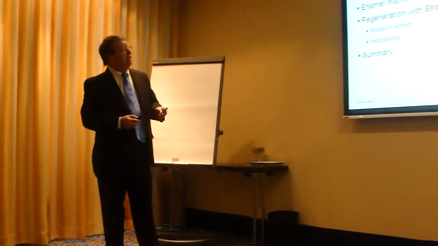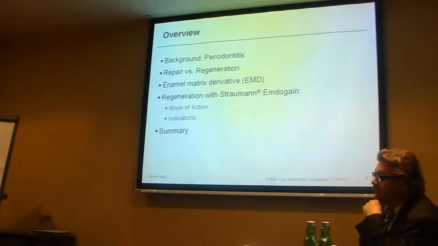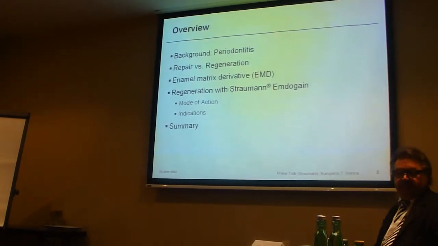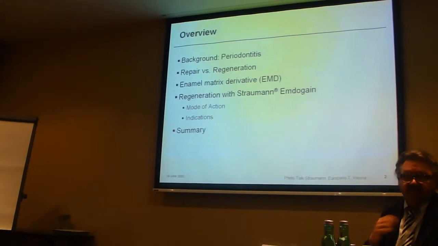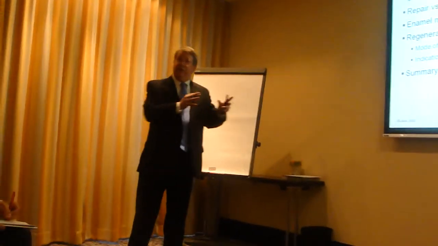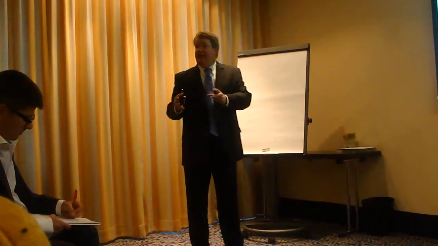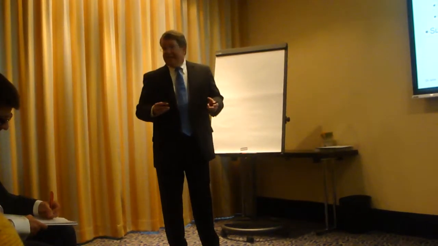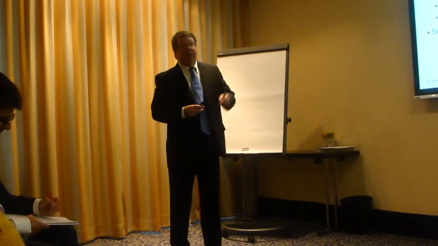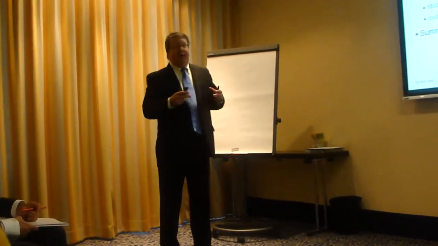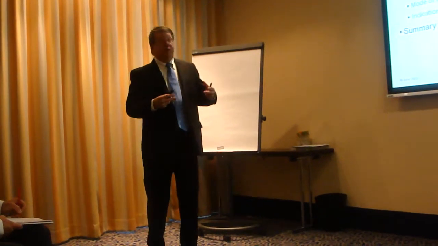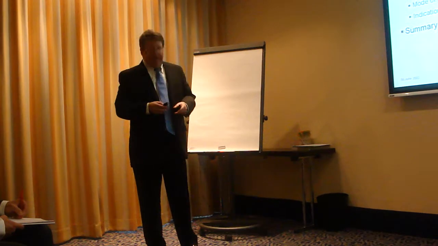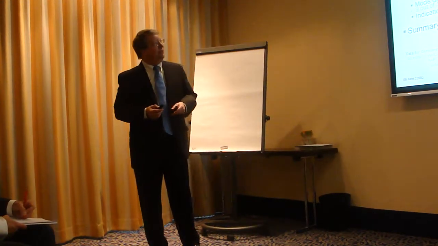So what I'd like to do is just give you a quick background on the disease that we deal with in our patients, then talk about and contrast repair versus regeneration, which is sort of what used to happen in the old days and what's happening now in the new days with Emdogain. Then talk about what Emdogain is, which is what enamel matrix derivative is, and then talk about how we use and do regeneration around teeth to grow the tissues back that have been lost. And then I'll just summarize that for you.